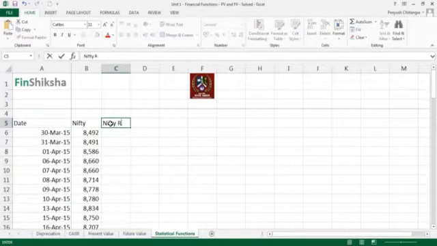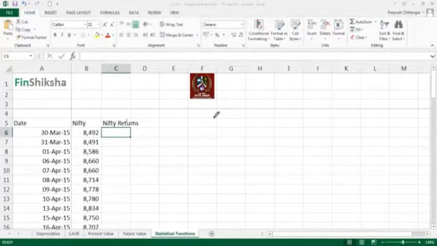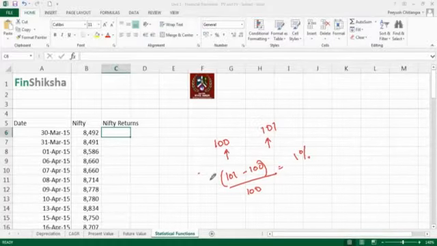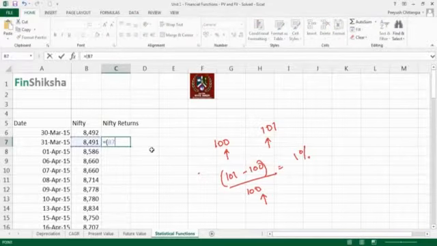Now we calculate what is called Nifty Returns. How do you calculate return on something, right? So if 100 changes to 101, the return is given by 101 minus 100 divided by 100, which is essentially going to be equal to 1%. That's what we are going to calculate. So the second day's value minus the first day's value divided by the first day's value is what we have to calculate, right? Returns, if you had invested in Nifty, then that's the second day's value, B7, minus the first day's value, which is B6, divided by the first day's value, which is B6, right?